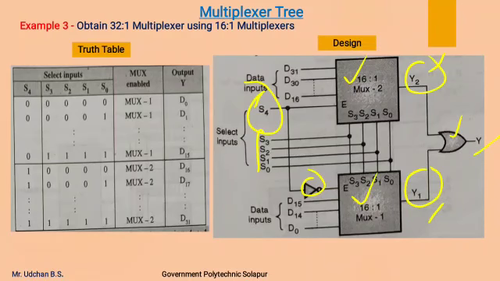At a time, only one multiplexer will be enabled from these two multiplexers, as I have explained earlier for the first two examples. And we will get the output with respect to the status of the select lines as per the functioning of a 32:1 multiplexer.